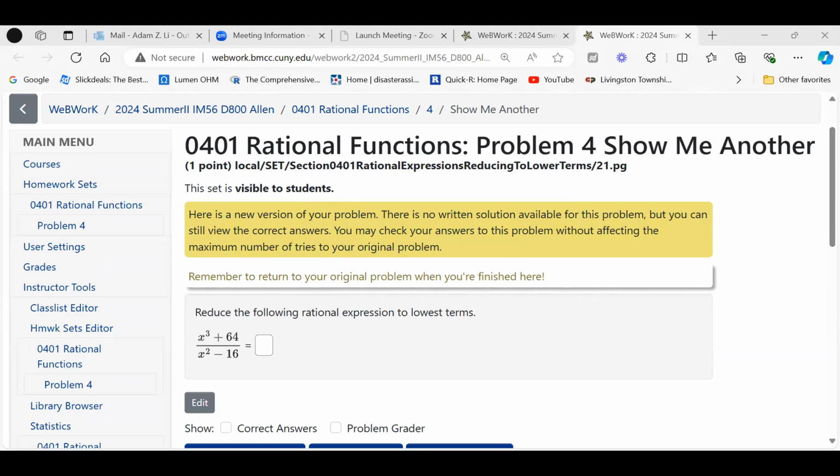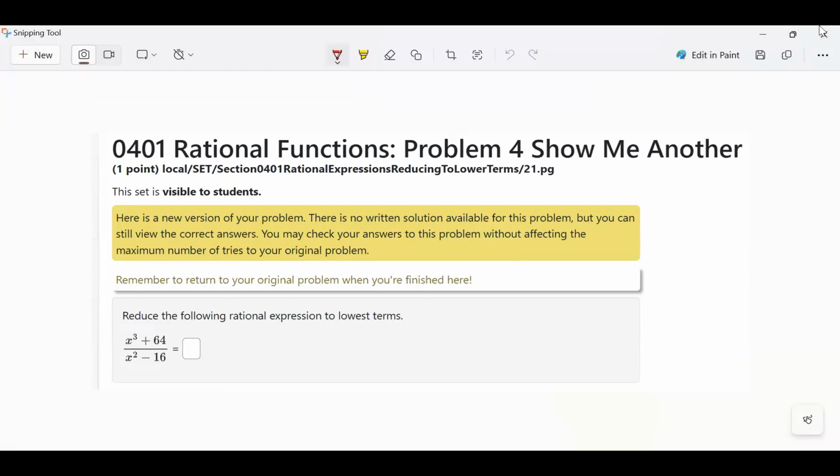So go back here. One more time, it's a sum of two cubes, right? It's x cubed, and 64 is 4 cubed. On the bottom is a difference of two squares: x squared minus 4 squared.